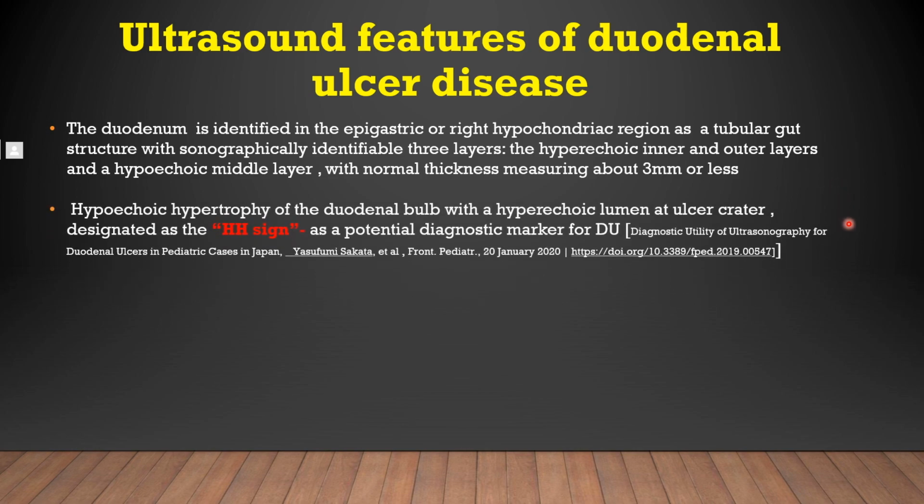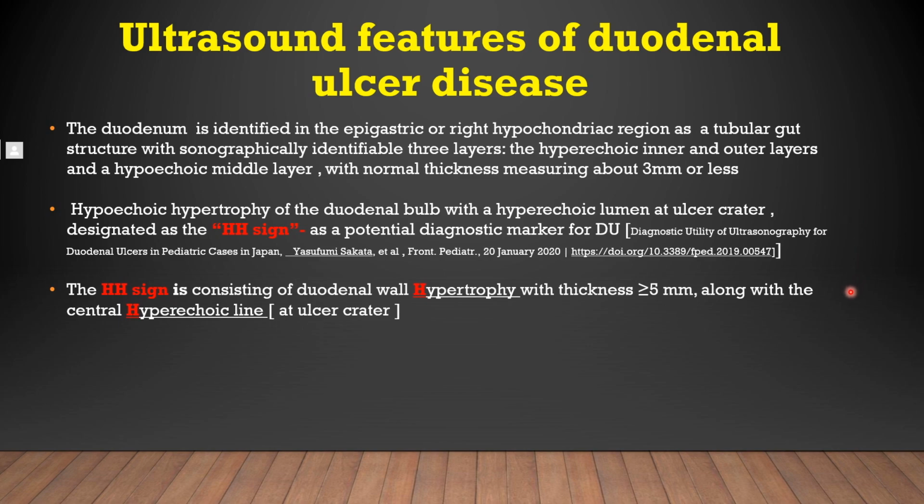Hypoechoic hypertrophy of the duodenal bulb, predominantly the anterior wall, with a hyperechoic lumen at the ulcer crater is seen and designated as the HH sign, that is hypertrophy and hyperechoic sign, which is a potential diagnostic marker for duodenal ulcer. The HH sign consists of duodenal wall hypertrophy with thickness of 5 mm or more, along with the central hyperechoic echogenic line that is at the level of the ulcer crater and lumen.